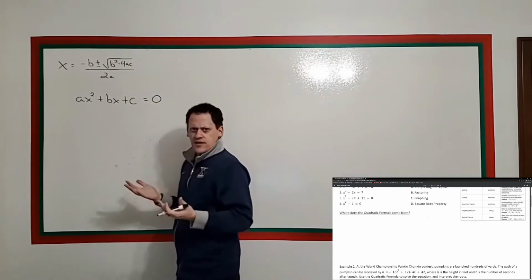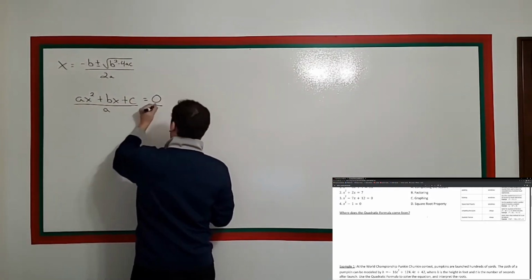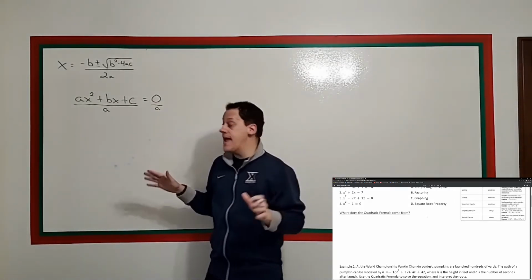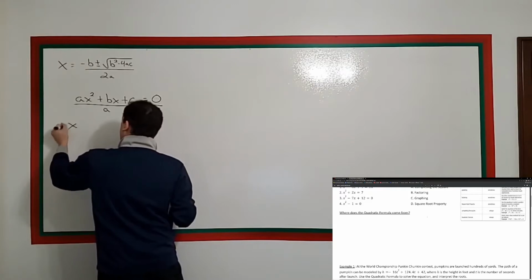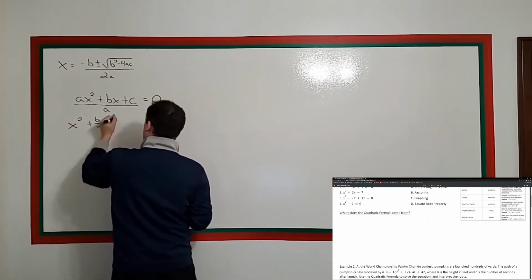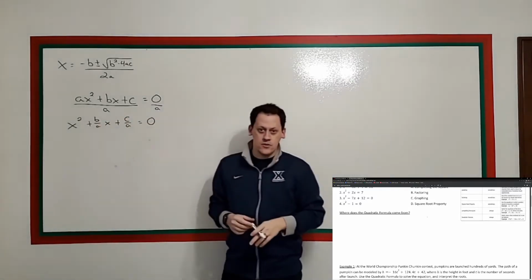Let's go ahead and divide everything by a first on both sides. This is a valid mathematical move because we're doing the same thing to both sides, dividing by a. This is going to give us x squared plus b over a x plus c over a, and we still have 0 over there.